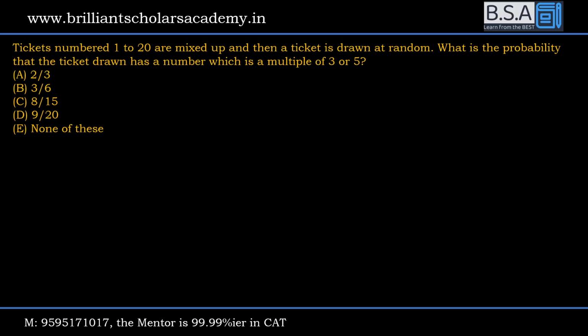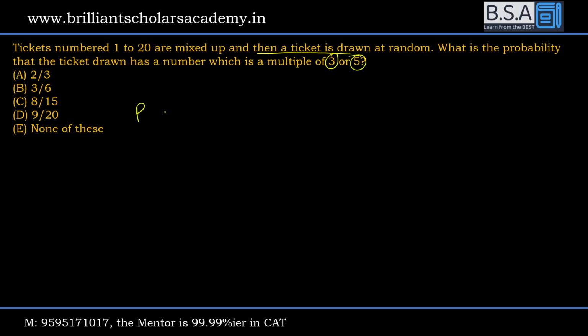Try this. Ticket numbers 1 to 20 are mixed up and then a ticket is drawn at random. What is the probability the ticket drawn has a number which is a multiple of 3 or 5? बहुत ही बेसिक एप्लीकेशन. टिकट नंबर्स 1 to 20. आपने कितने टिकट ड्रॉ करे? 1 टिकट. A ticket is picked up or drawn at random. What is the probability the number drawn is a multiple of 3 or 5?